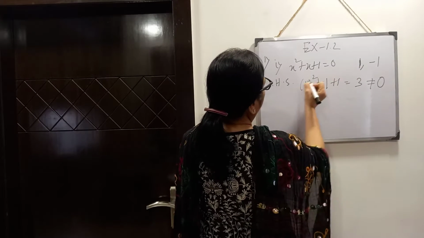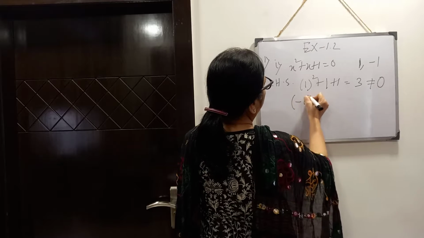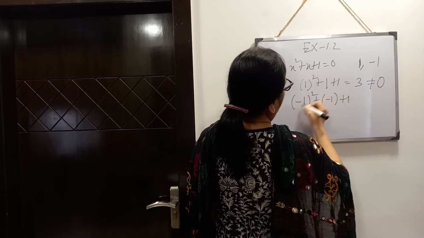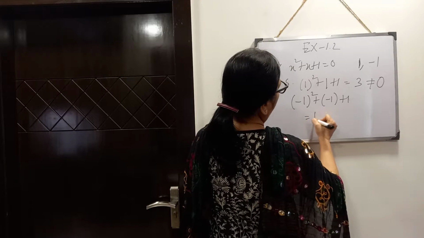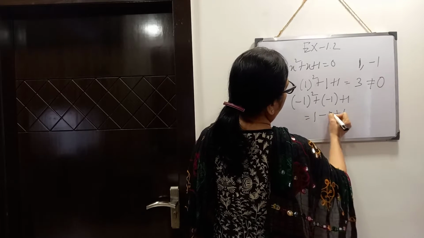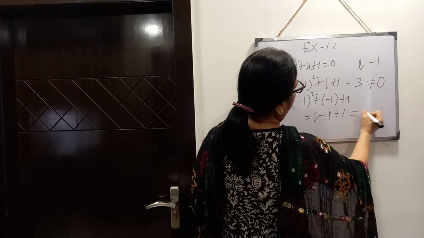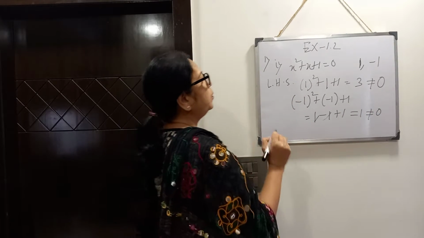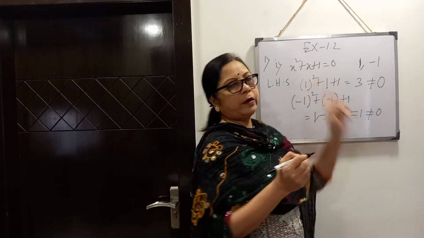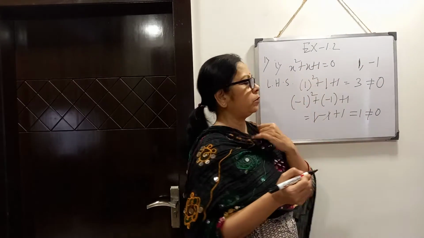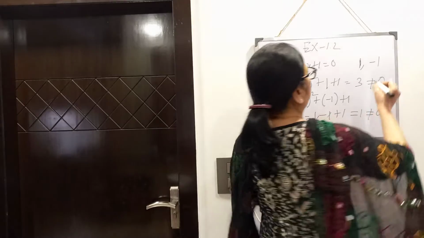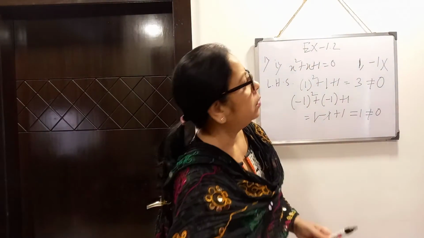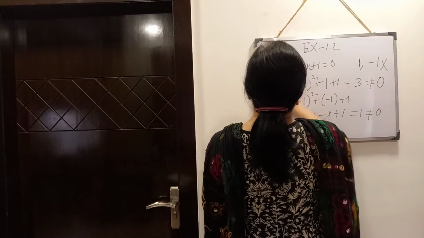Now if I put minus 1, then it is coming 1 minus 1 plus 1. 1 is coming. So this is also not equals to 0. So these values are not satisfying the given equation. So these are not the roots. Clear? These are not the roots of the quadratic equation.